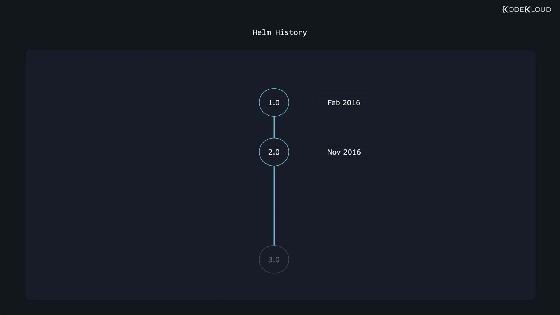Helm 1.0 was first released in February 2016, Helm 2.0 in November 2016, and Helm 3.0 in November 2019. Now, since the initial launch in 2016, the project has matured and it got better and better. The improvements were also made possible by the fact that Kubernetes itself was improving. So Helm had more tools at its disposal it could leverage right off of Kubernetes.